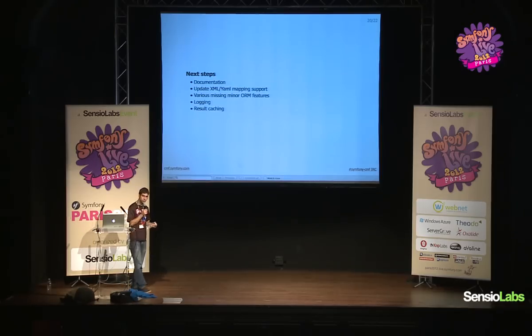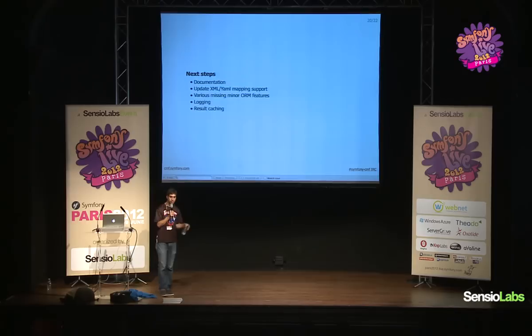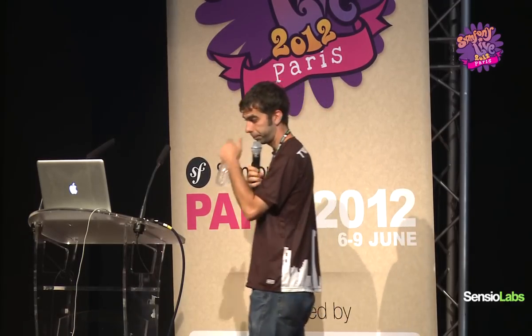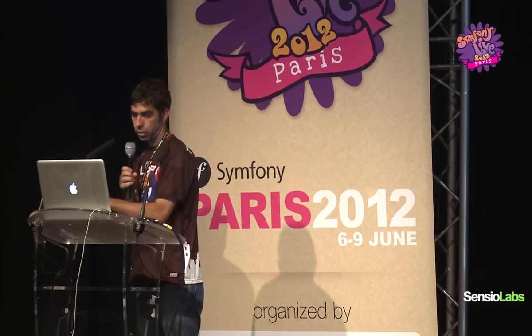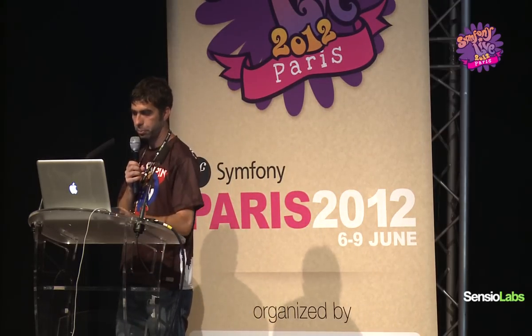So the PHPCR ODM, and PHPCR and all of that, especially running on top of Jackrabbit, is production ready. It works, it's well tested. We still have to do some things. For example, XML and YAML mapping support is currently lagging behind. We want to add some more of the ORM features, but we have most of the key ones. We're still missing logging and result caching. So that concludes PHPCR ODM.